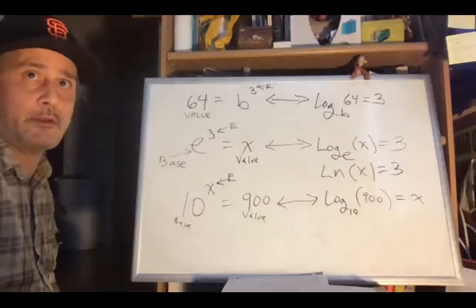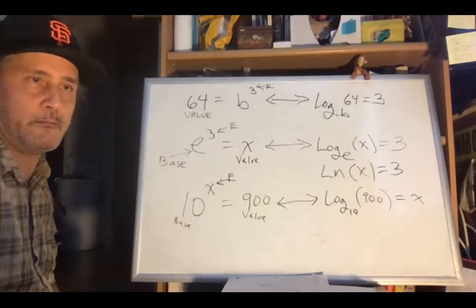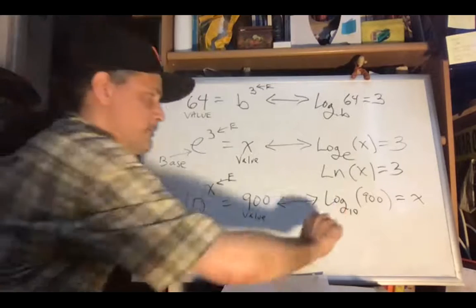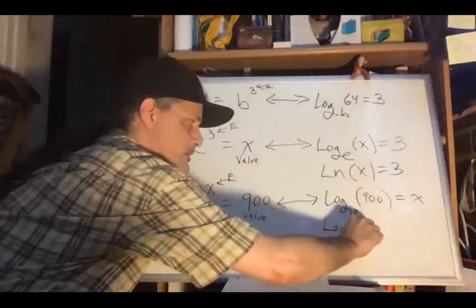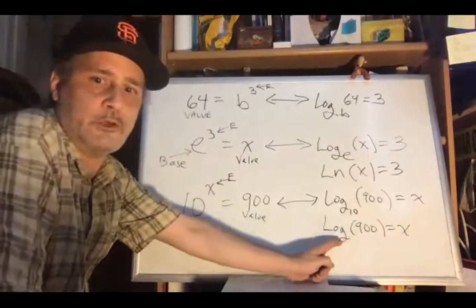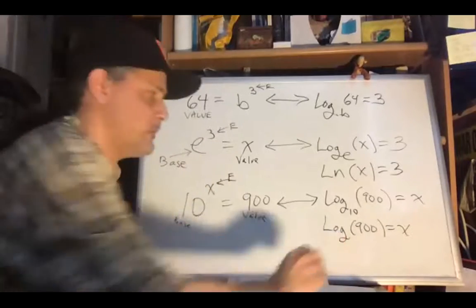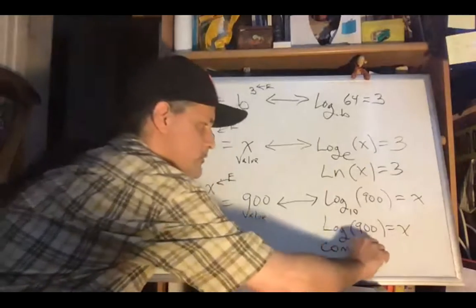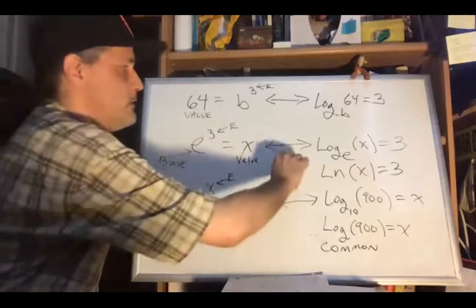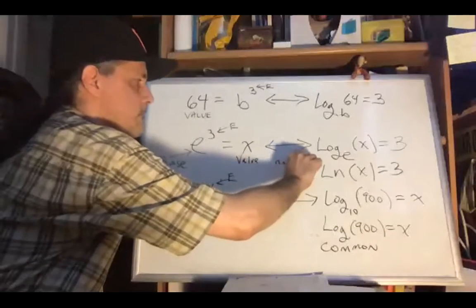Another common base is 10, so this also happens quite frequently. People don't even bother to write the 10, so if you don't see a number there, it's base 10. We call these common logarithms, whereas this other one is called a natural logarithm.